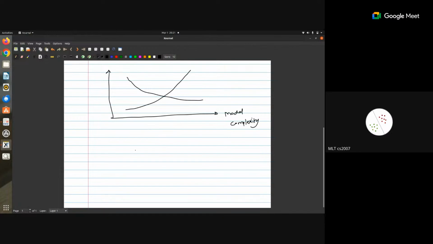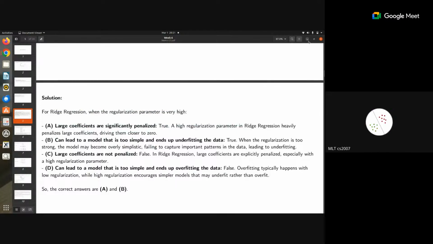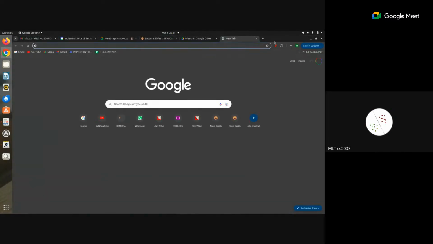Have you heard of this terminology before somewhere? Okay. No, sir, nobody. Okay, I'll just show you one graph possibly.